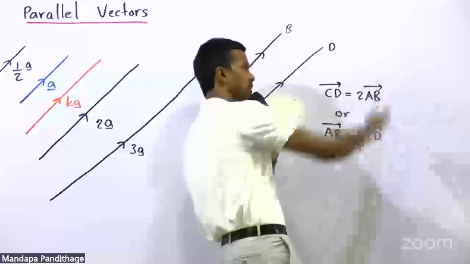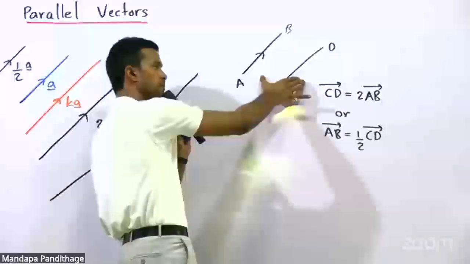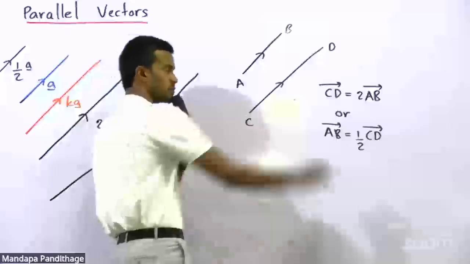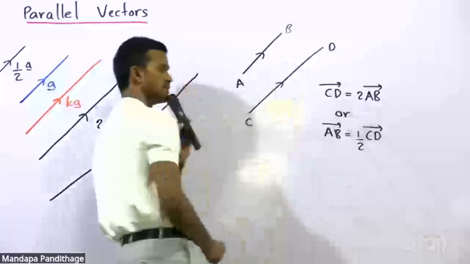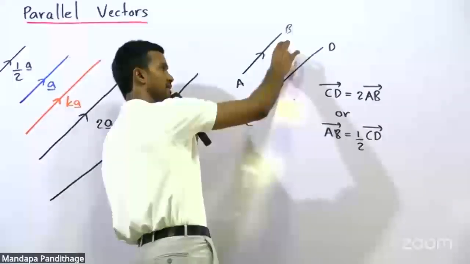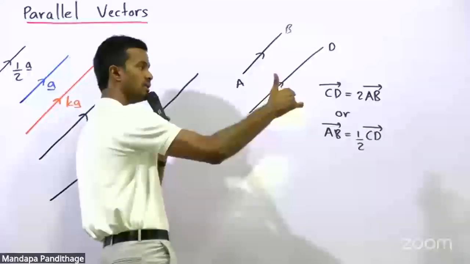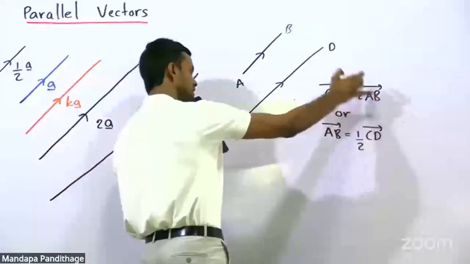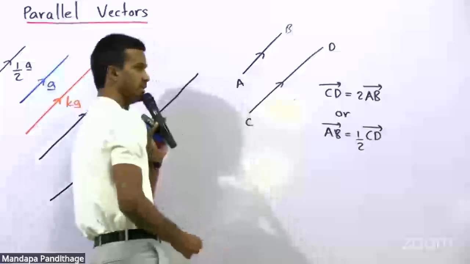So here we say that when two vectors are parallel to each other, we can express one vector in terms of the other one. So CD can be written in terms of the other vector, and AB can be written in terms of the other vector, which means they are dependent. So parallel vectors are dependent on each other. Why do we call them dependent vectors? Because one vector can be expressed in terms of the other vector.